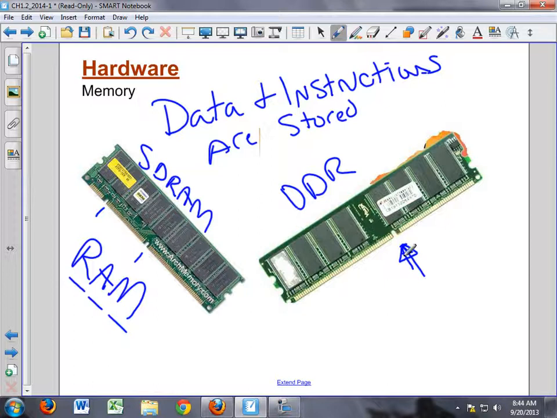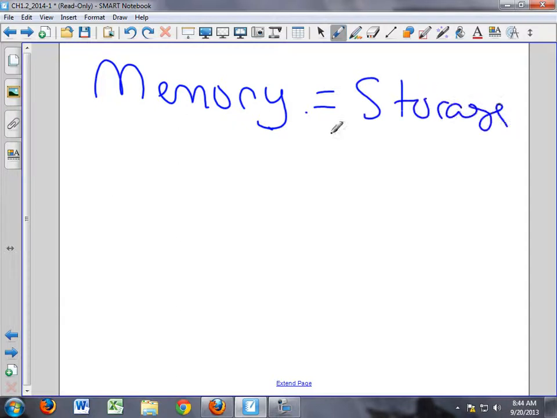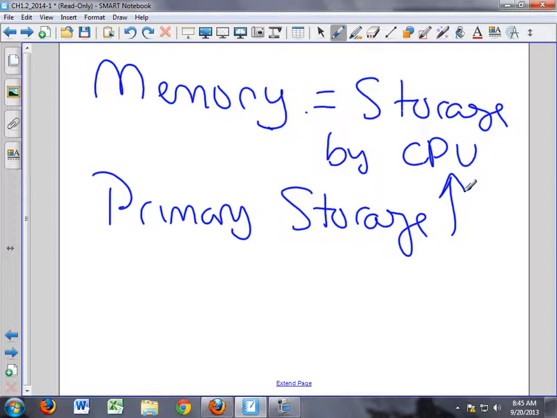Memory is storage by the CPU. It's also called primary storage. And this is in terms of the CPU. You can't store anything in memory. The CPU does stuff and it stores stuff in memory. So memory is primary storage, but primary storage to the CPU.